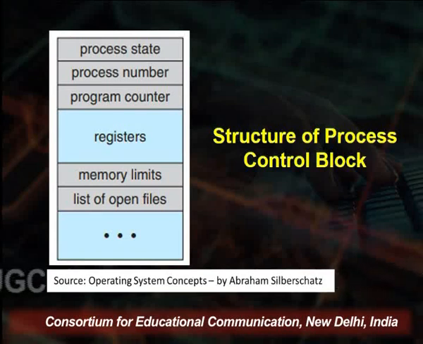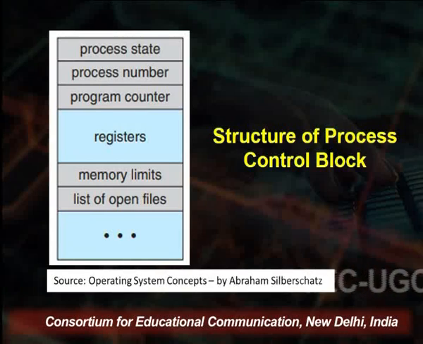It contains the process state, process number, program counter, registers, memory limits, and list of open files. As the titles indicate, all this information stored inside a process control block is very crucial information about the process. Let us explore them one by one.